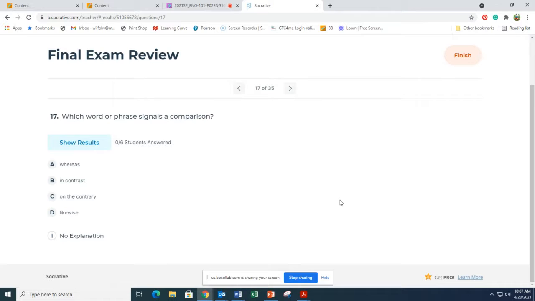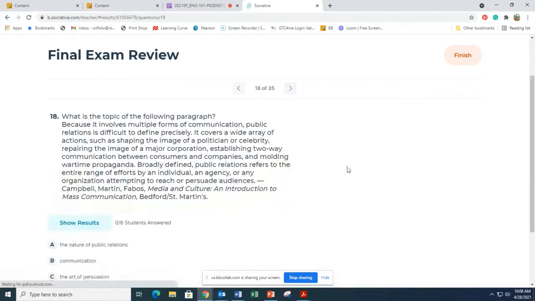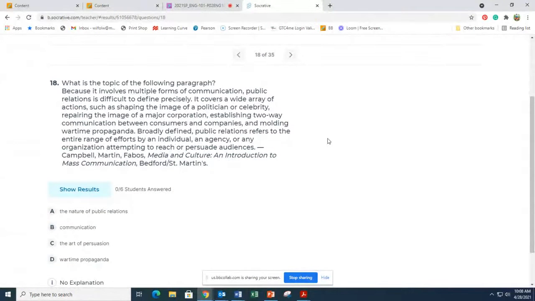Which word or phrase signals a comparison between things? Yeah, in contrast would show contrast, like differences, and on the contrary would too. So these two are showing differences, contrast. Likewise is showing similarities, a la comparison, because that's what comparison does. It's looking at the way things are similar, like the way two groups are similar, or the way two countries are similar in how they approach education, what have you.